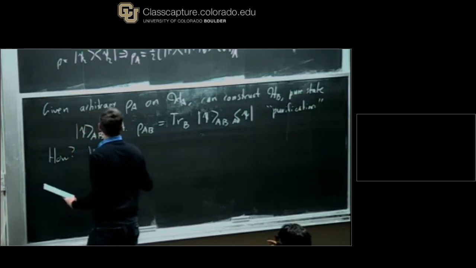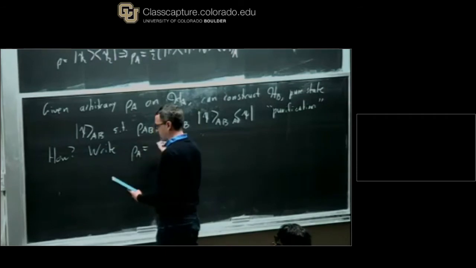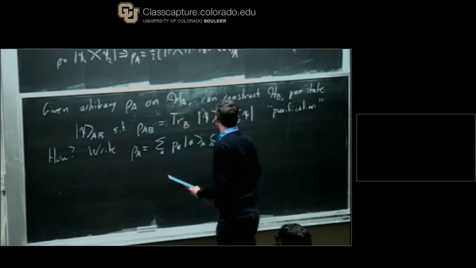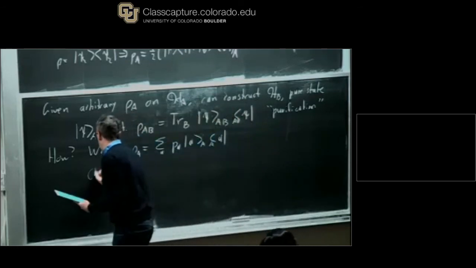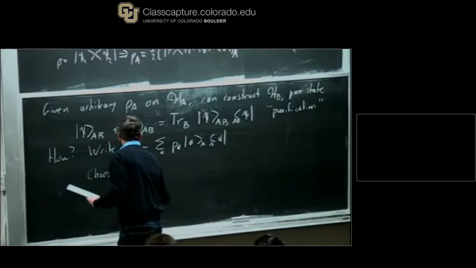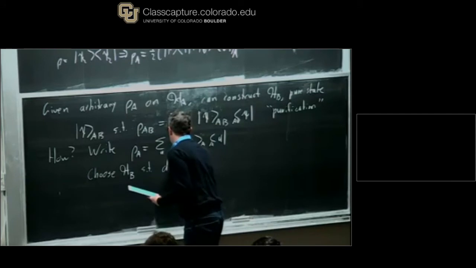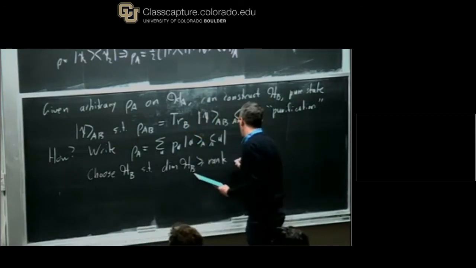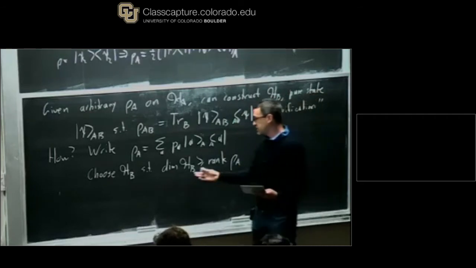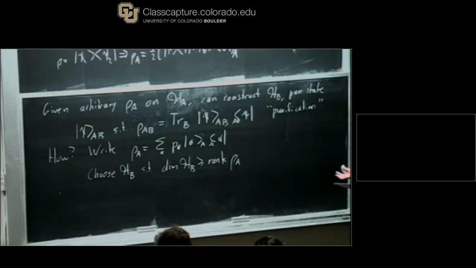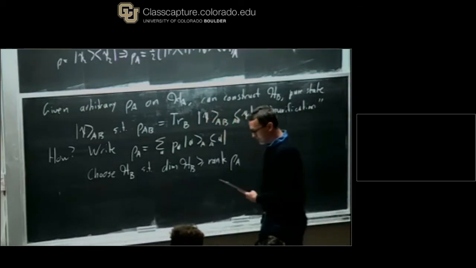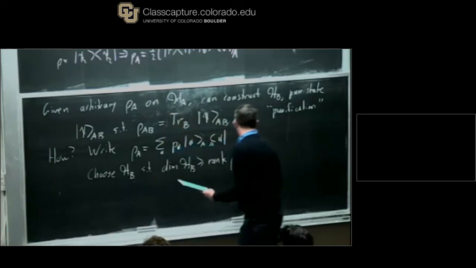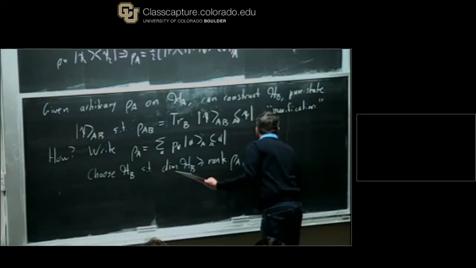And how do I do this? First, you diagonalize rho A. It's a Hermitian operator, so that's not a problem. Then you construct yourself a Hilbert space whose dimension is at least the rank of rho A. There's quite a bit of freedom in this construction. For example, you could just choose HB to be another copy of HA. That would be the simplest thing to do. But you don't need it to be that big, necessarily. And then you choose yourself some orthonormal vectors within HB, and you just go the other way from the Schmidt decomposition.